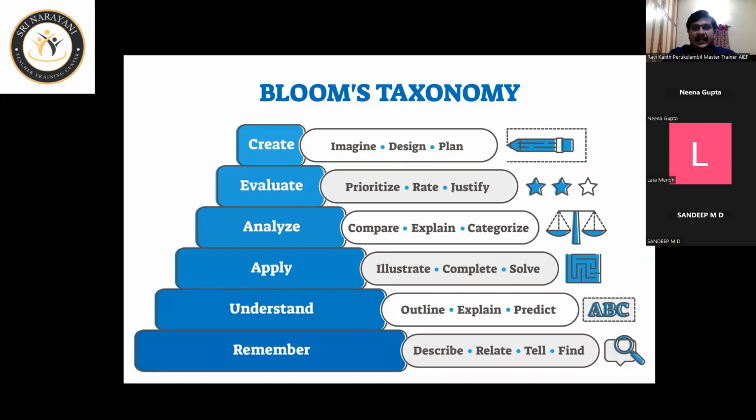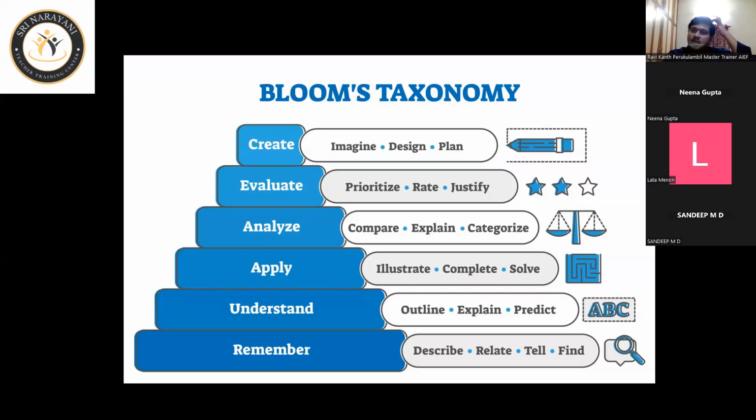And next is the understanding level. In understanding, the child should be in a position to outline the concept. Outline in the sense, now he understood. He or she should be in a position to express the concept that they have learned, and then explain. Expressing and explaining, it's not very much different.